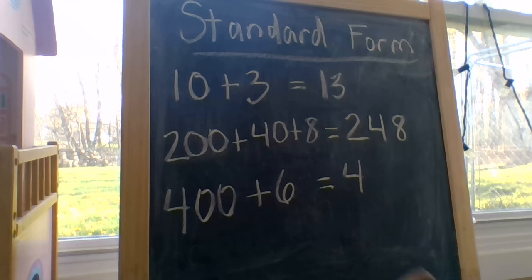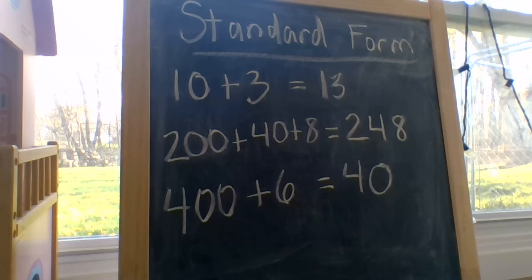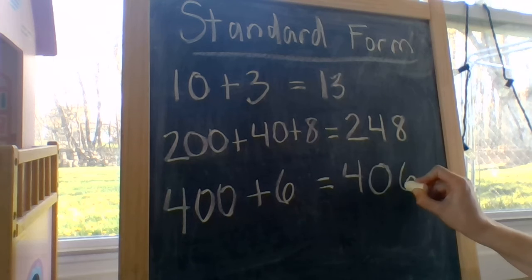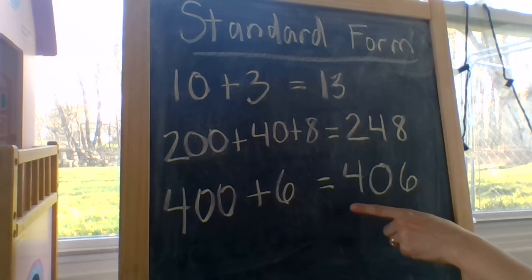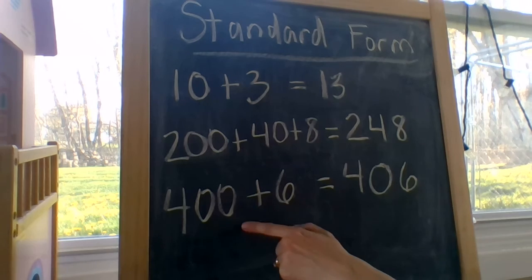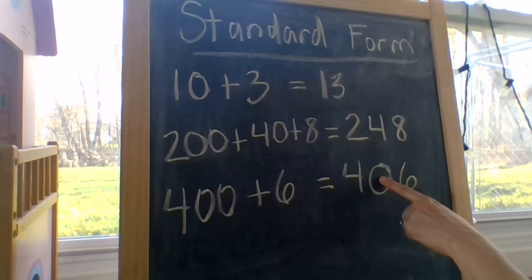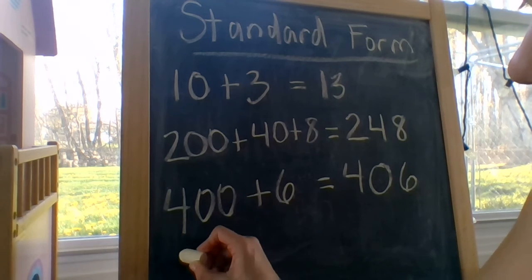Do I have any tens? No. If I don't have any, I have to put in a 0 when I go to write my standard form. And this 6 is a 1. It goes in the ones place. 406. So 400 plus 6 equals 406. You have to remember I had no tens. Okay, here's another one. Don't let this one stump you either.